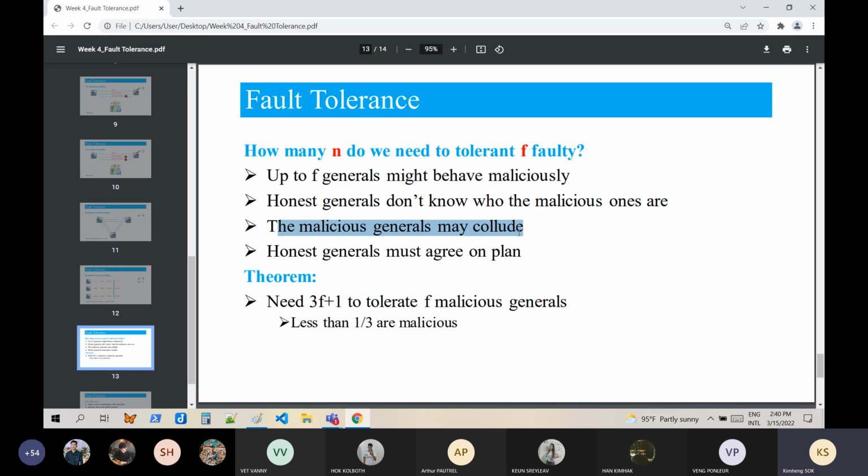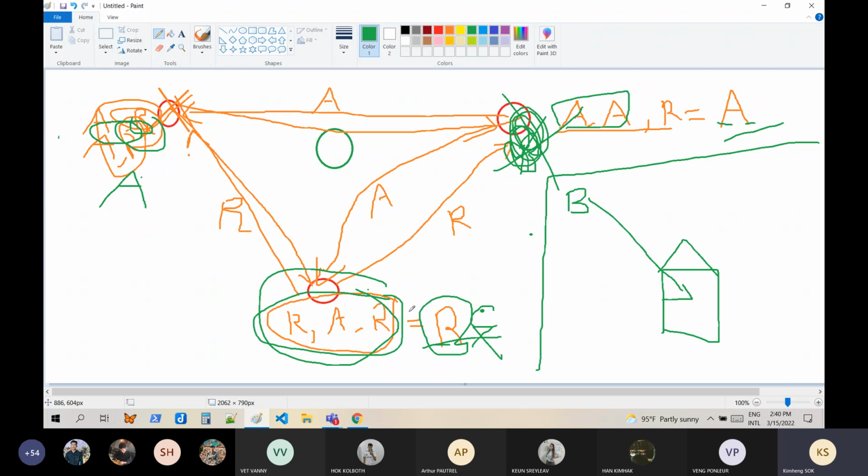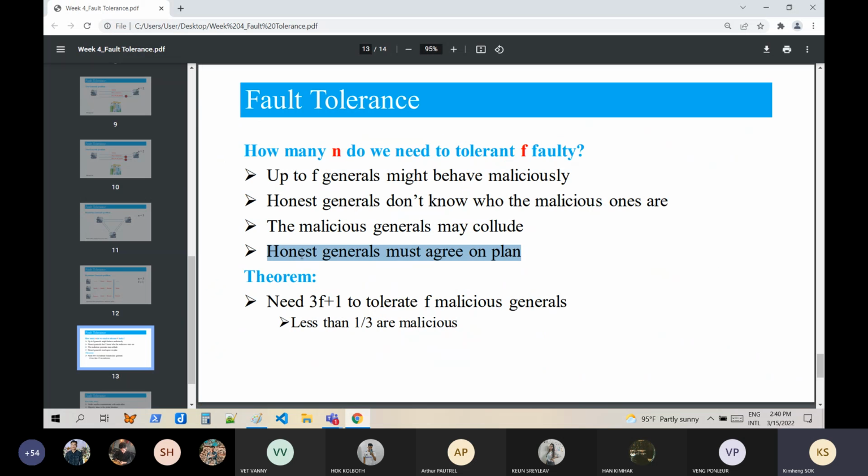The malicious generals may collude, which means the malicious computer may send malicious information to the other computers, like one is attack, the other one is not attack, something like that. And an honest general must agree on the plan. So if an honest general sees the plan is retreat, it will retreat. If it sees the plan is attack, it will attack. So the honest general must agree with the plan that it receives. If the majority of the messages is attack, it will go to attack and it will die alone. If the majority of the messages is retreat, it will retreat. So those are the properties of those examples.